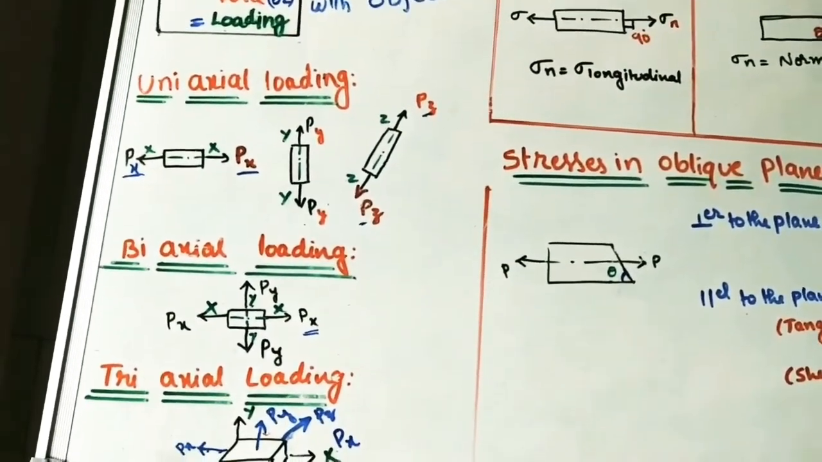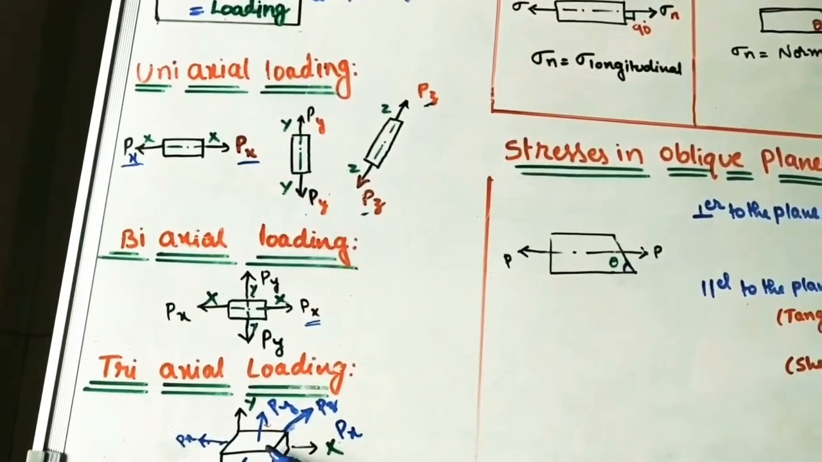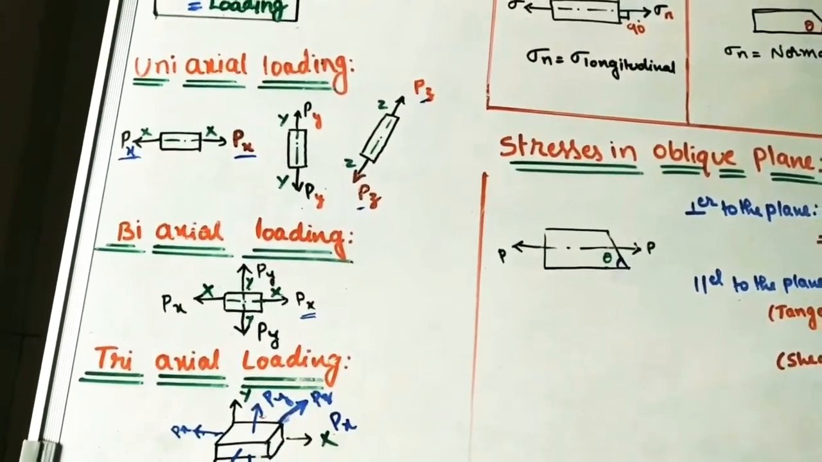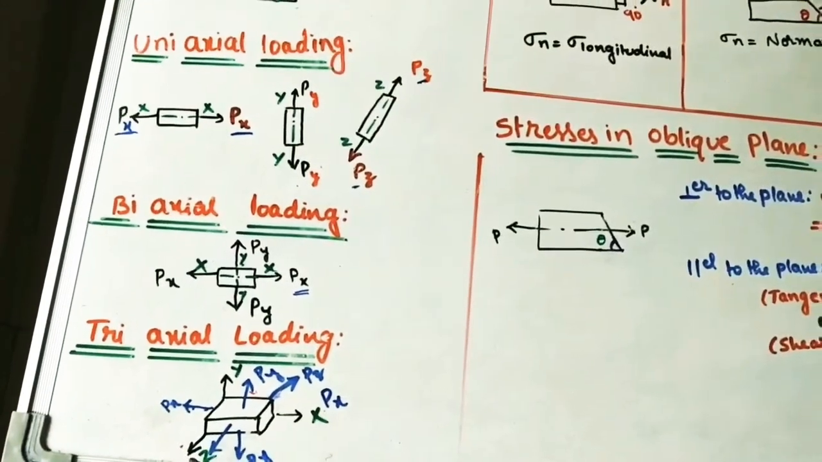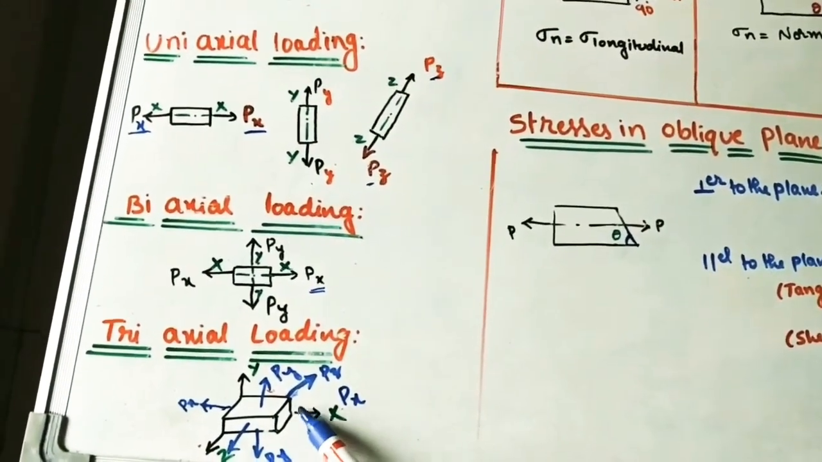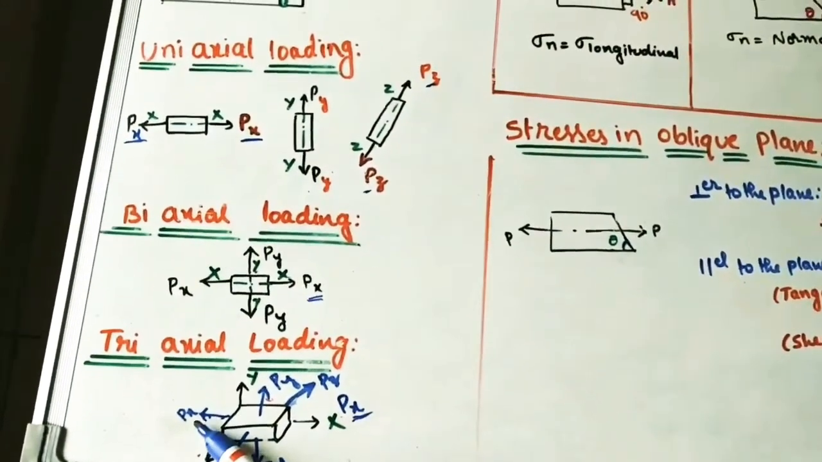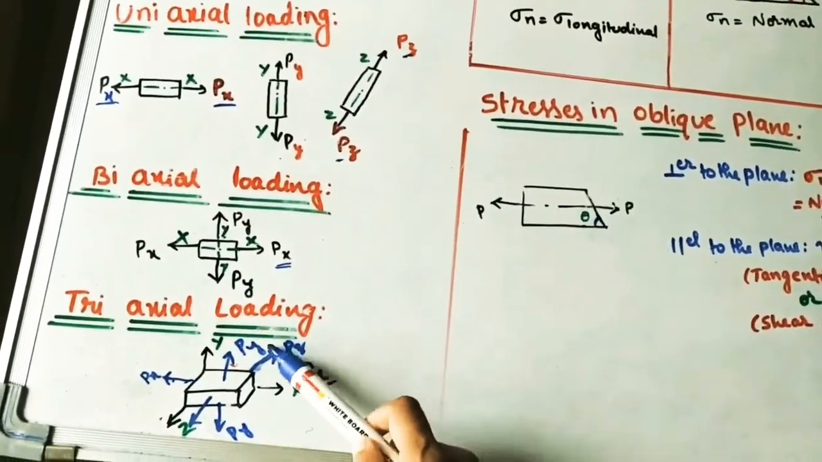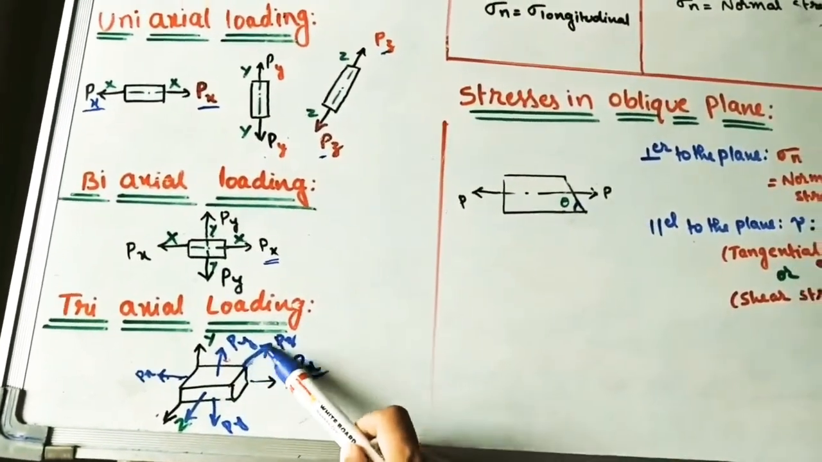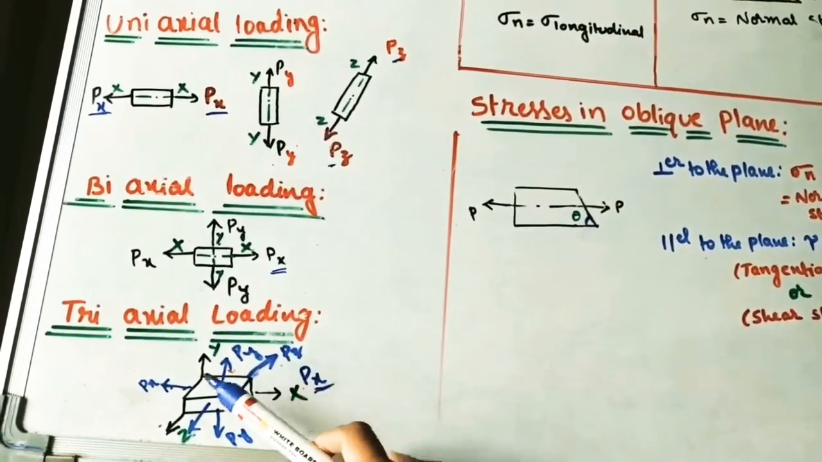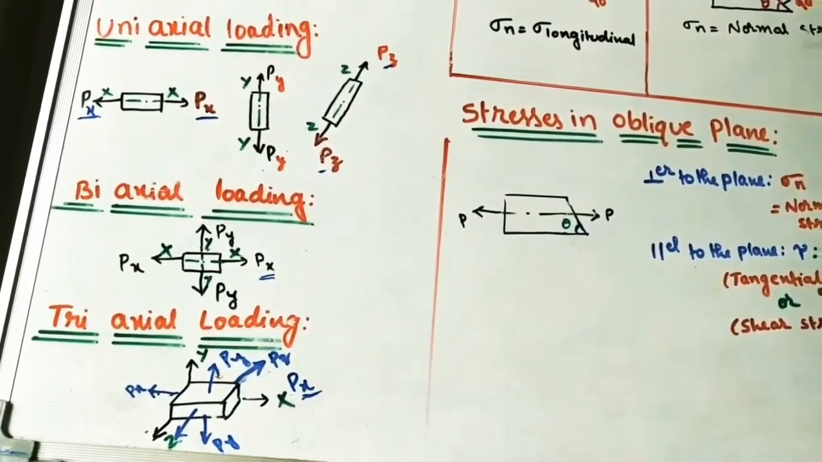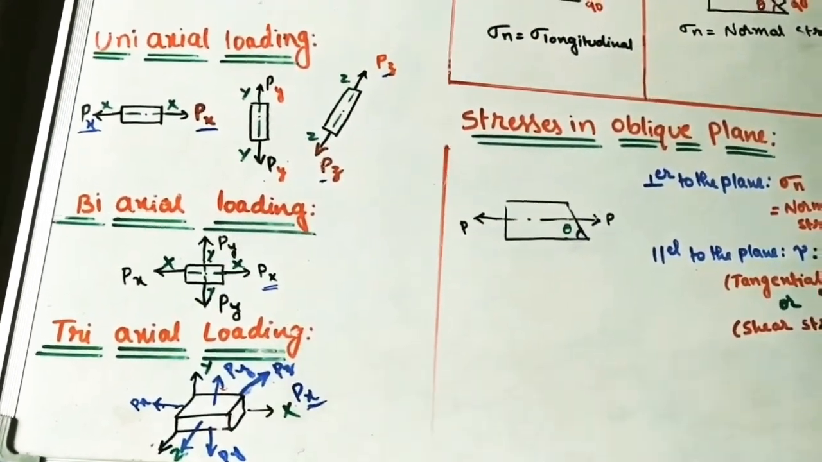The third one is triaxial loading. In it, we apply loads along the x-axis, the y-axis, and the z-axis. Along the x-axis we apply Px force, along the y-axis Py force, and along the z-axis Pz force. So we apply force along three axes. That's why it is called triaxial loading.